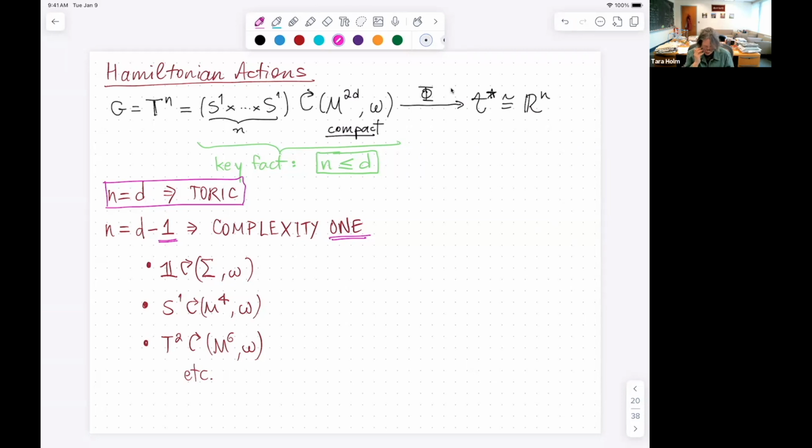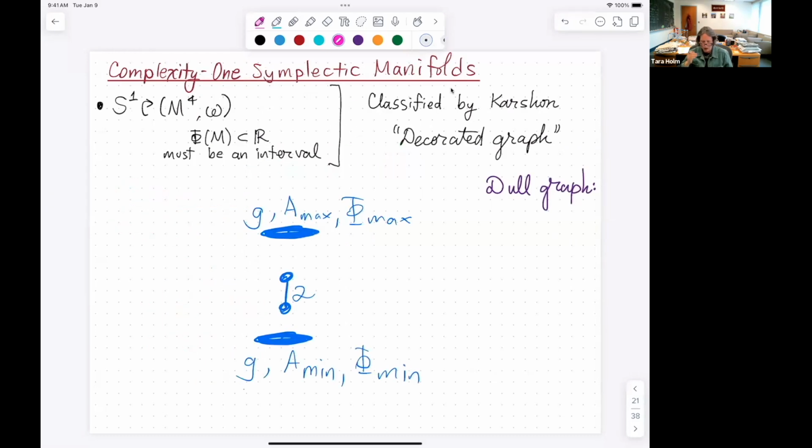Complexity 1 will be where we live today. So in this case, this is the trivial group acting on a surface, a 2-manifold; a circle acting in a Hamiltonian fashion on a 4-manifold; a 2-torus on a 6-manifold, and so forth. The case of a Hamiltonian circle action on a 4-manifold was classified by Karshon in terms of decorated graphs. This builds on earlier work of Michèle Audin, Ahara, and Hattori.